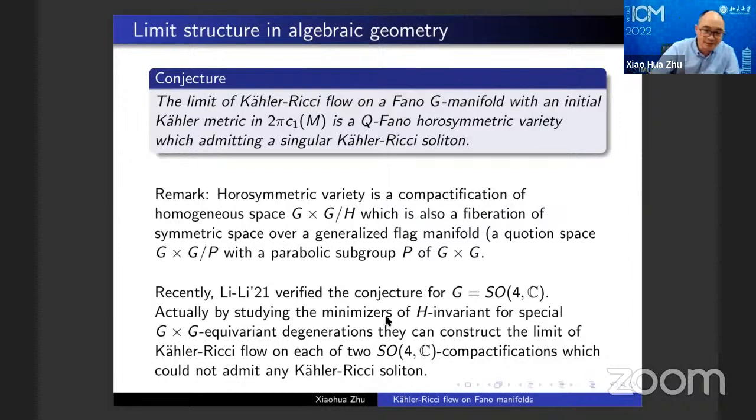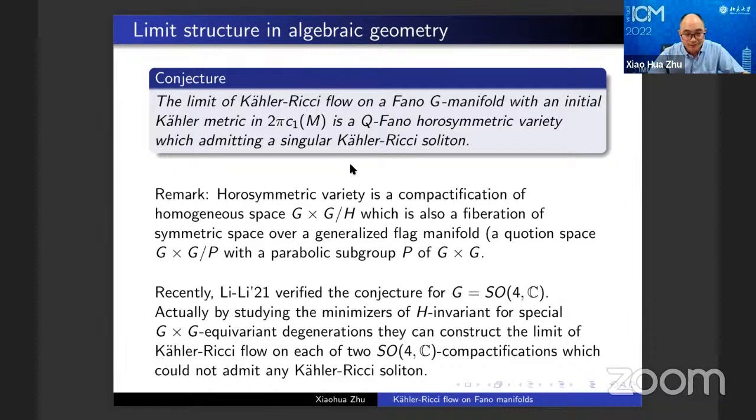An interesting problem for the G manifold case: we hope to classify the limit. In general, the limit is also not a Q-Fano G variety, but we hope to prove it also has a good structure. So we have a conjecture. We hope to classify the limit. The limit should be a Q-Fano holosymmetric variety. This holosymmetric variety should admit a singular Kähler-Ricci soliton.